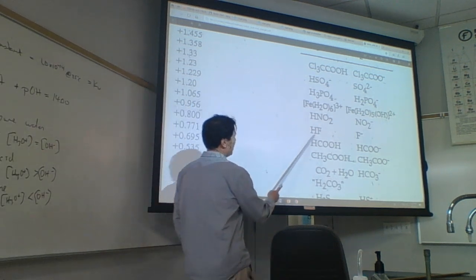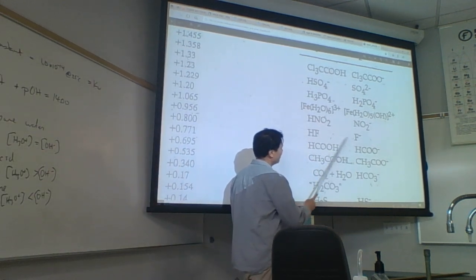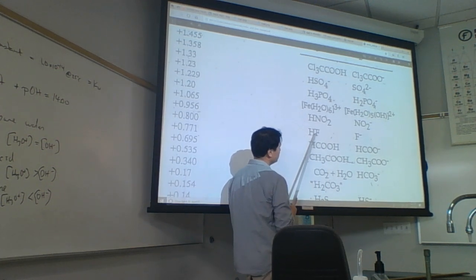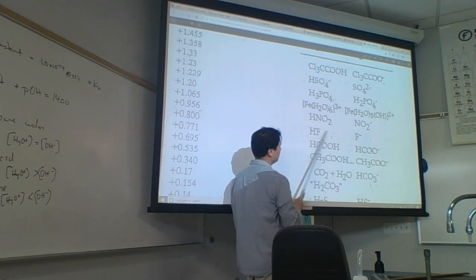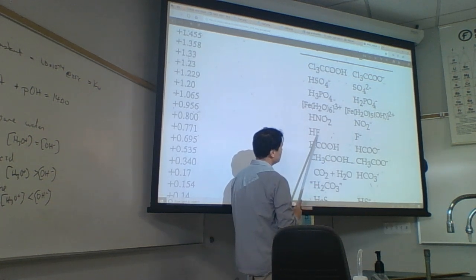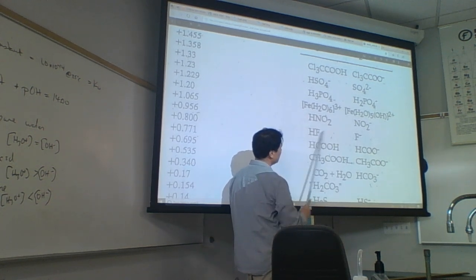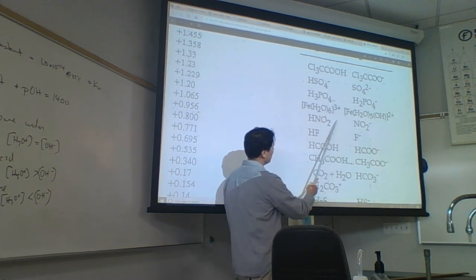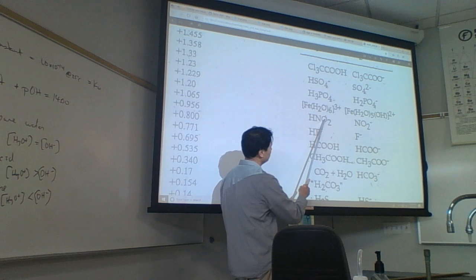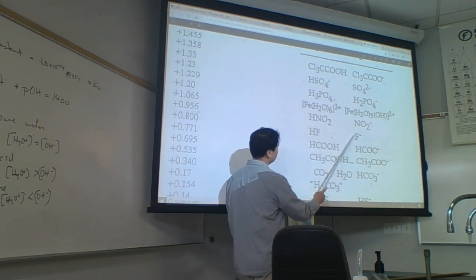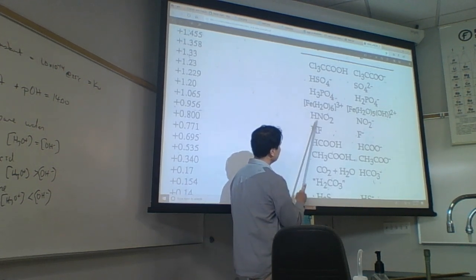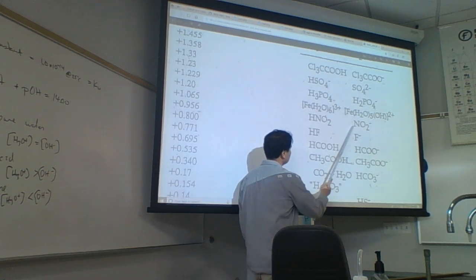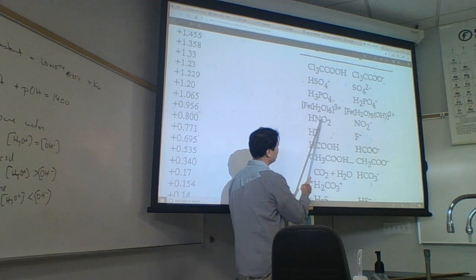So when we have HF, we want to react it with a stronger base than fluoride, not a weaker base than fluoride. If we take HF and react it with a weaker base, like nitrite, nitrite would be the base. It takes the hydrogen. If nitrite takes the hydrogen, we form HNO2 and fluoride. When we compare this, HNO2 is a stronger acid, this is a weaker acid, so we're going from a weaker acid to a stronger acid. That's not favorable.